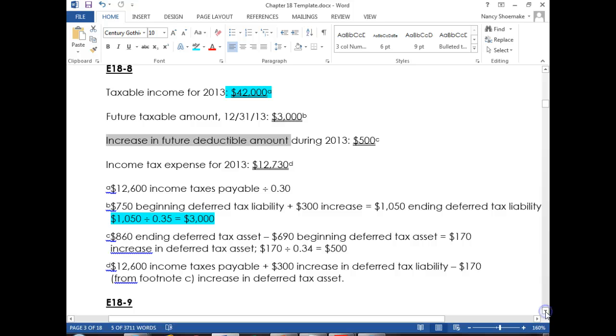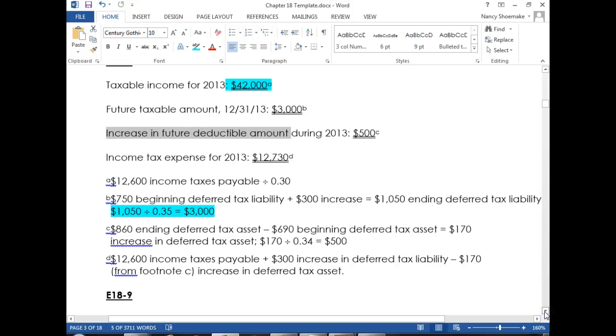Then our final one is income tax expense for 2013. Our income tax expense for 2013 is going to be income taxes payable. We're going to add a $300 increase in our deferred liability, subtract a $170 increase in the asset to ultimately give us our $12,730. Questions, guys?